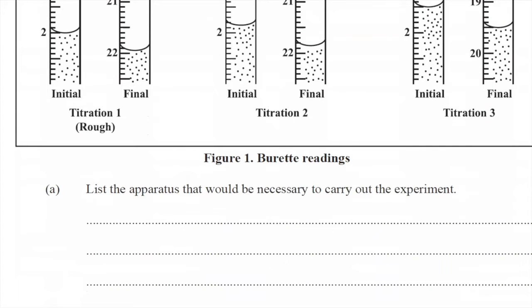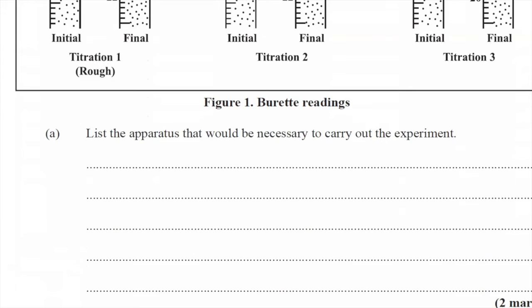Part A. So we're doing a titration. They already told us that we're doing a titration. They already told us that we're using a conical flask. And they're asking us to list the apparatus that would be necessary to carry out the experiment. They've given burettes already, or there's a diagram showing burettes, so I don't know if we should put burettes, if it's assumed that burettes are there. So we're going to list the other materials that we would need in order to carry out this experiment.